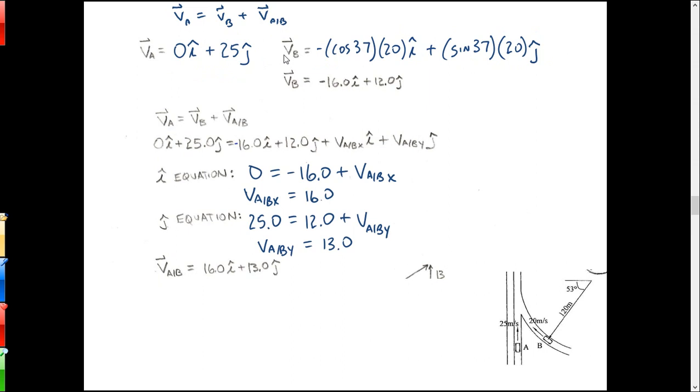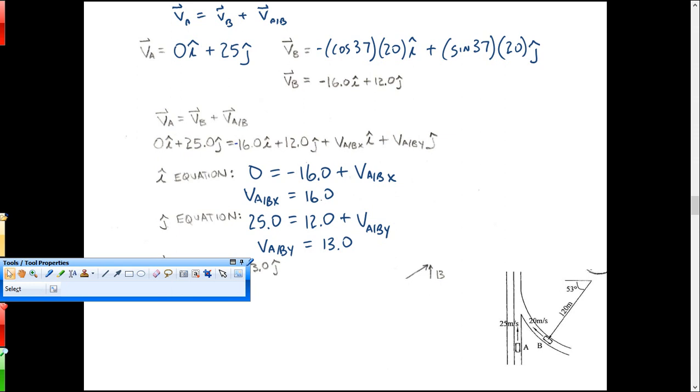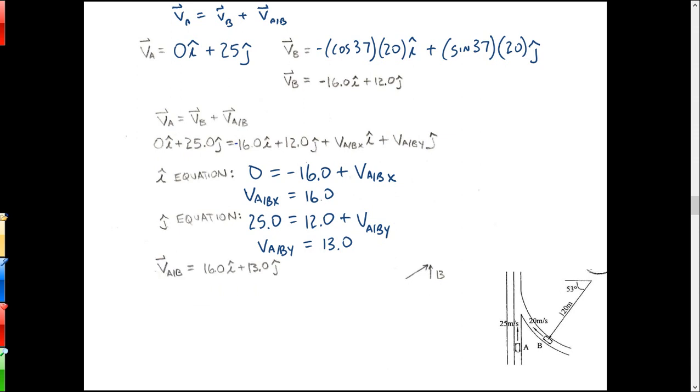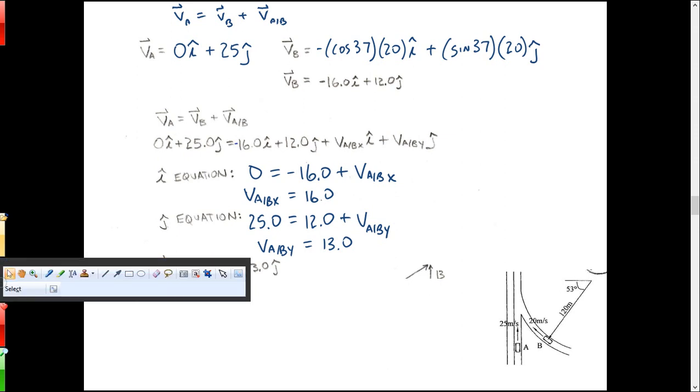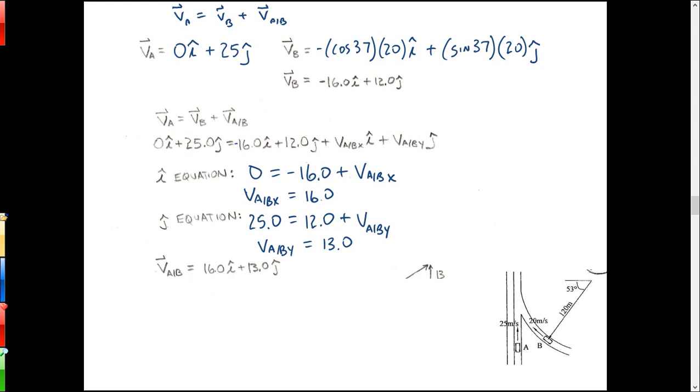Now, once you've got that, you put everything into that equation: VA, which is 0i plus 25j, equals VB, which is minus 16i plus 12j, plus unknowns for the i and j components of the relative velocity, VA with respect to B. So we have an x component and a y component. Keep in mind that's really two equations wrapped into one, because there's an x equation and a y equation. So you can pull out the separate equations to solve for what you want.